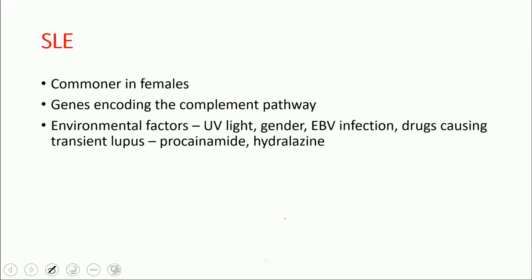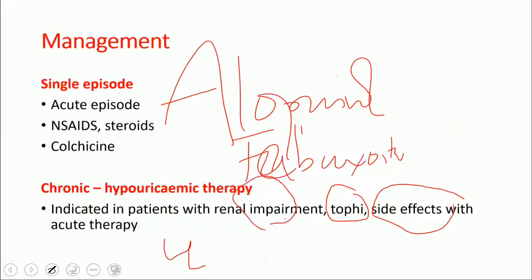And hyperuricemic therapy is started only if these indications are present. So if you have renal impairment and gout, chronic tophaceous gout, and if there are repeated episodes where you're getting side effects with therapy, that is when you start.